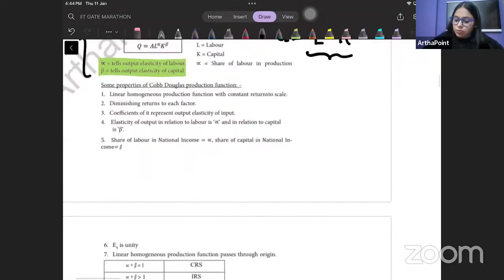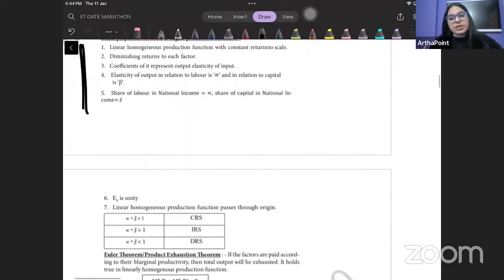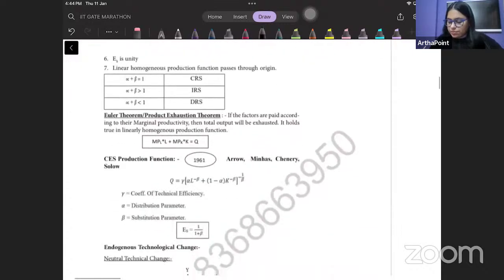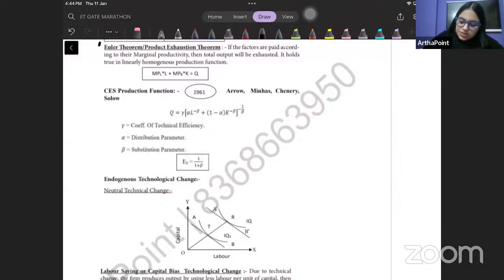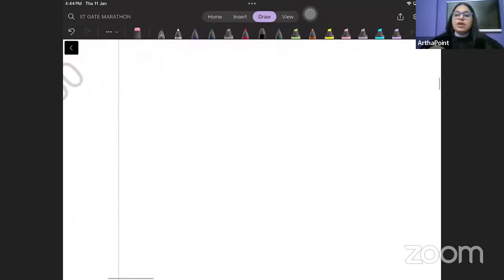These are some of the other properties given of the Cobb-Douglas function. Please read through them. They are very, very important from the point of view of exam. This has been asked multiple times in exam, and we should be well aware of Euler's theorem. So Euler's theorem, what does it suggest now?